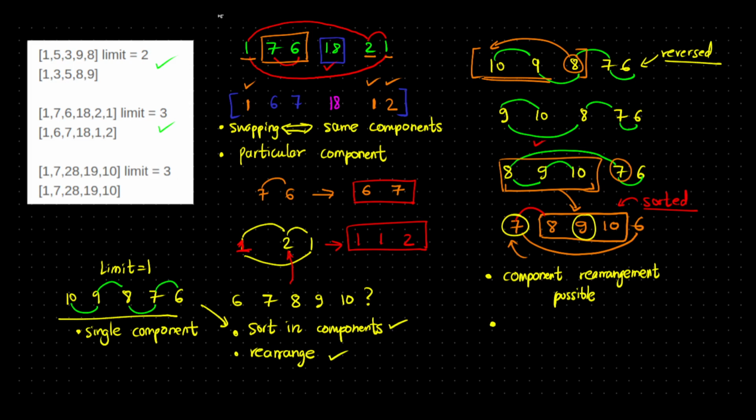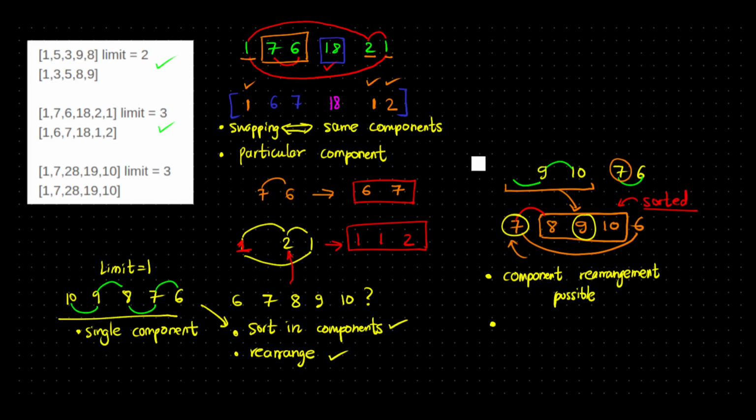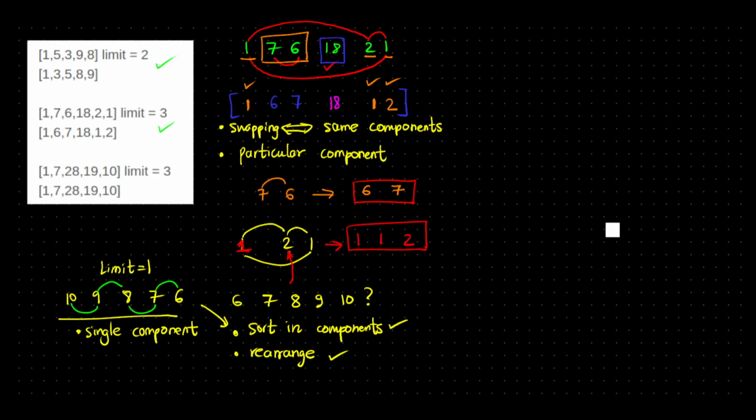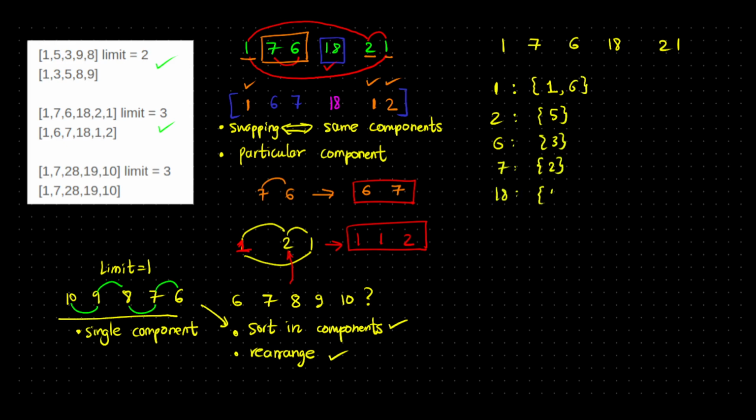The algorithm to do that, let's try to discuss it as well, the implementation part. The way I've implemented this is as follows. So let's say we have the second example: 1, 7, 6, 18, 2, 1. We find out for each of those values at what location it is present. So 1 is present at, let's say I'm using 1-based indexing, so this would be 1 and 6. 2 is present at 5. Then 6 is present at 3. 7 is present at 2. And 18 is present at index 4.